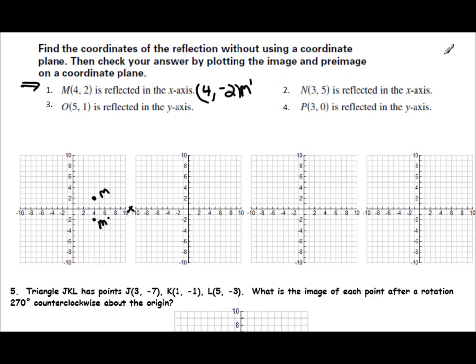Okay, so pause the video and see if you get what I get for the remaining problems. If you didn't get any of these or you're having trouble figuring these out, raise your hand or ask a neighbor.